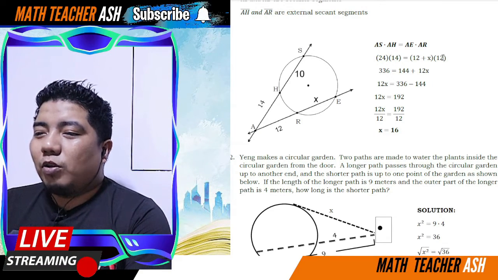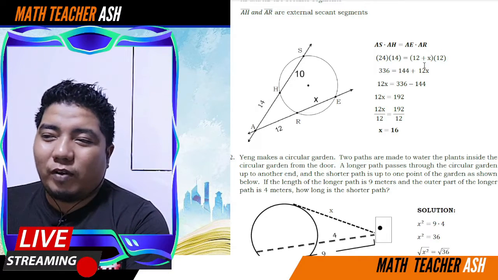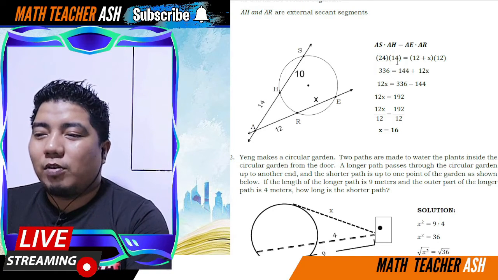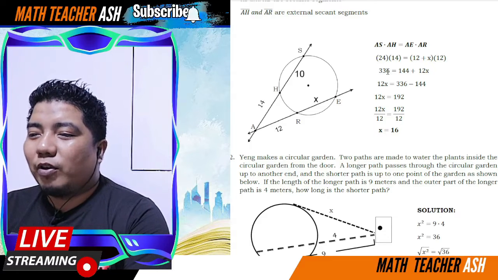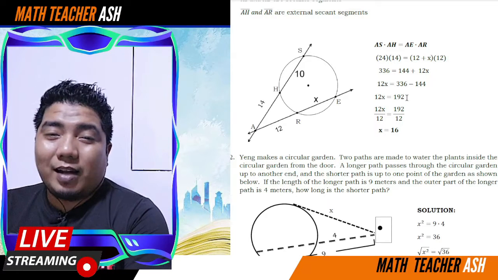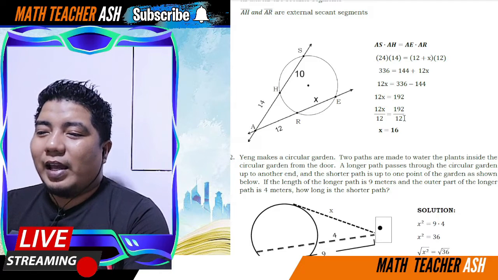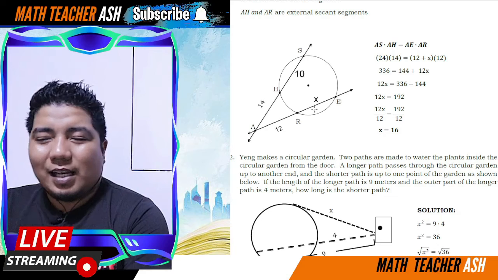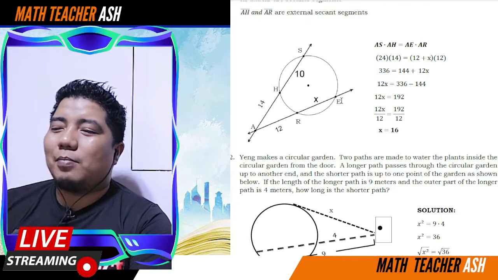So ito naman dito, you distribute it to your binomial. So 12 times 12, that is 144. 12 times x, that is 12x. So ngayon, combine like terms tayo, lipat ito sa left side. So 336 minus 144, that will become 192. So si 12x, divide both sides by 12, and the answer is 16. So therefore, this x here is 16. Easy, right? Easy lang talaga, my dear math learners.